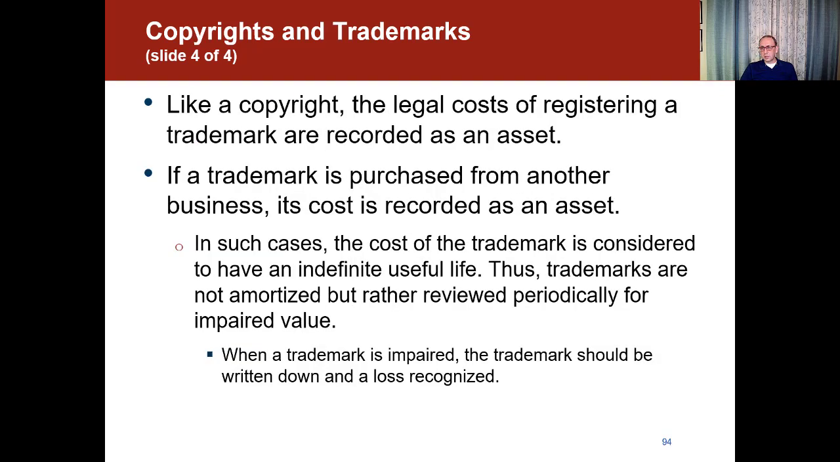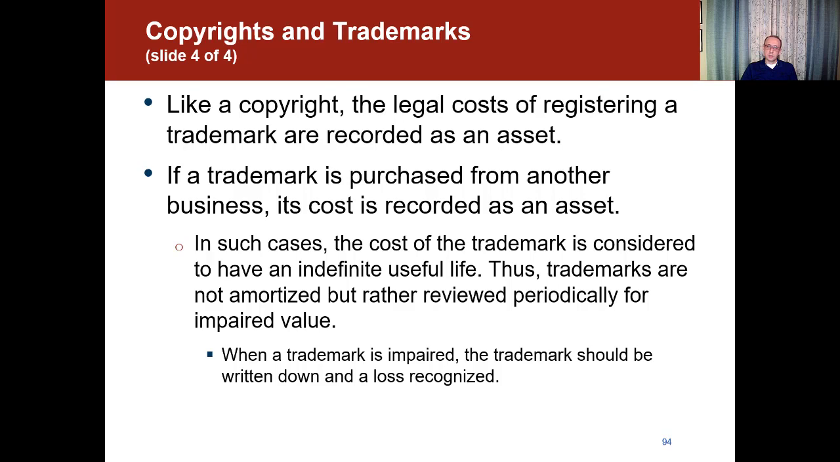Like a copyright, the legal costs of registering a trademark are recorded as an asset. If a trademark is purchased from another business, its cost is recorded as an asset. In such cases, the cost of the trademark is considered to have an indefinite useful life. Therefore, trademarks are not amortized, but rather reviewed periodically for something called impaired value. So we do some kind of an impairment value test every year, and that's the way we see if it lost its value. When a trademark is impaired, the trademark should be written down and a loss is recognized.